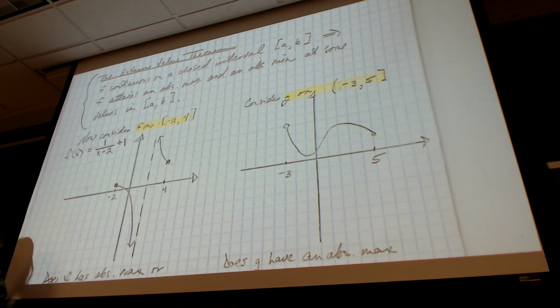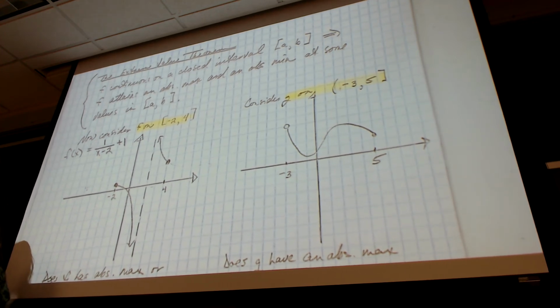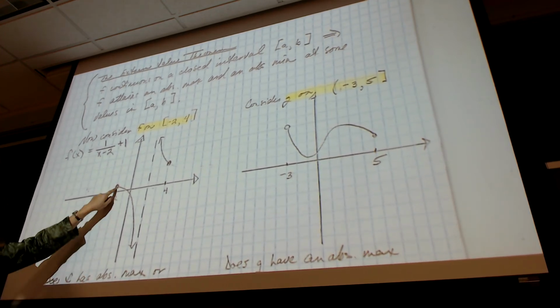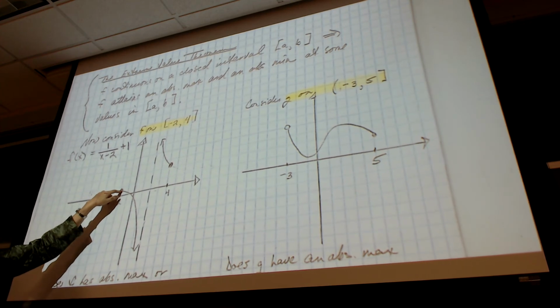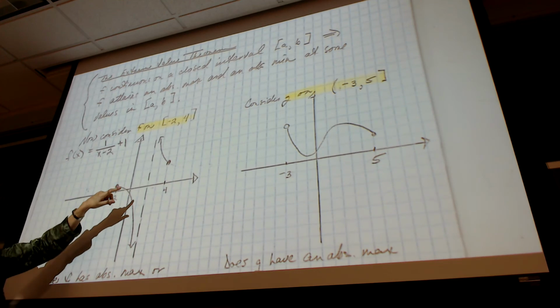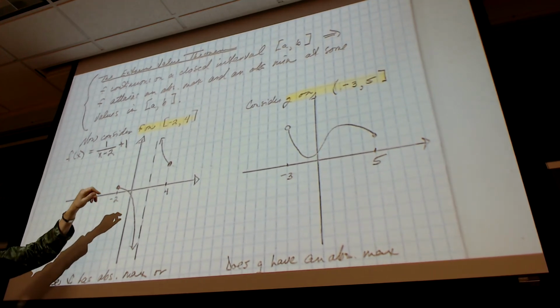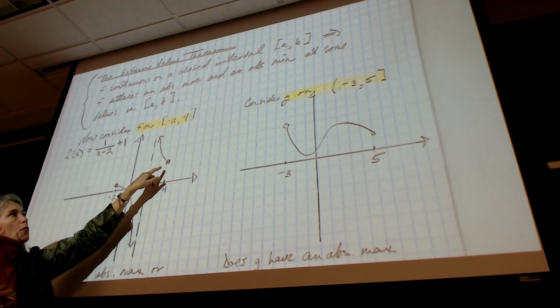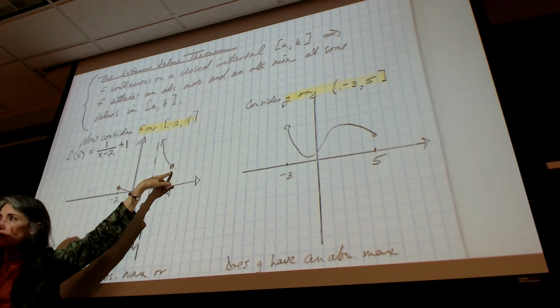Does it have a local max? Yes. So, endpoint right here, it does, right? And so we know we've got to look at these endpoints. And does it have a global min? Well, right there, at that endpoint, right?